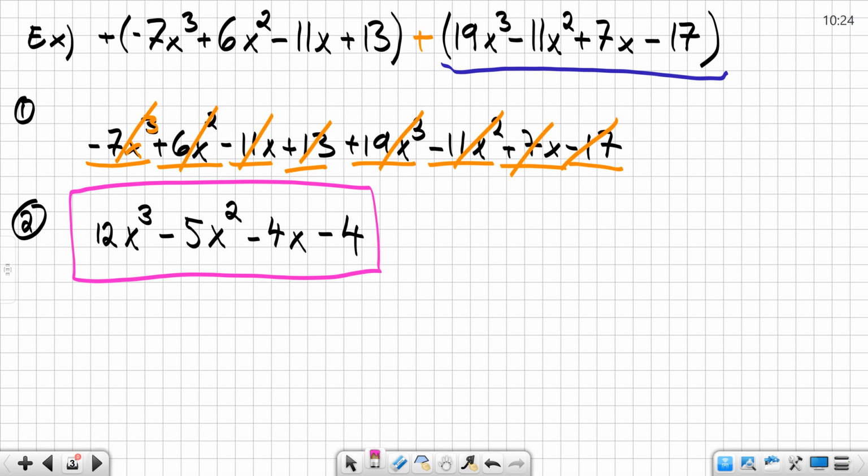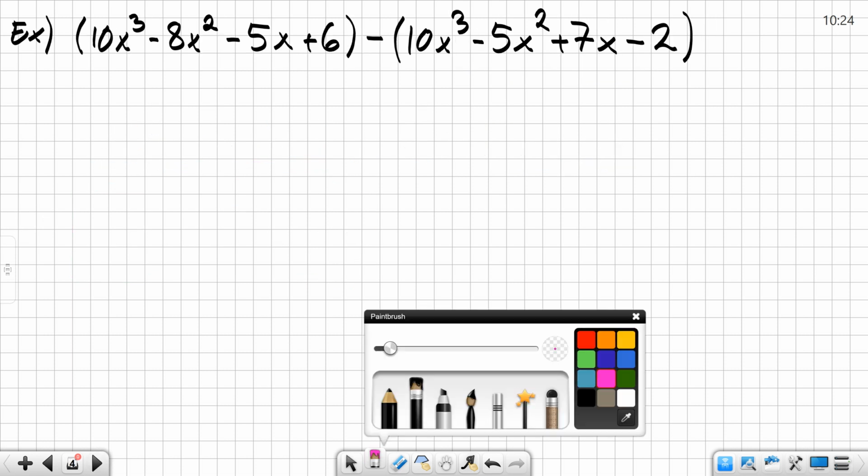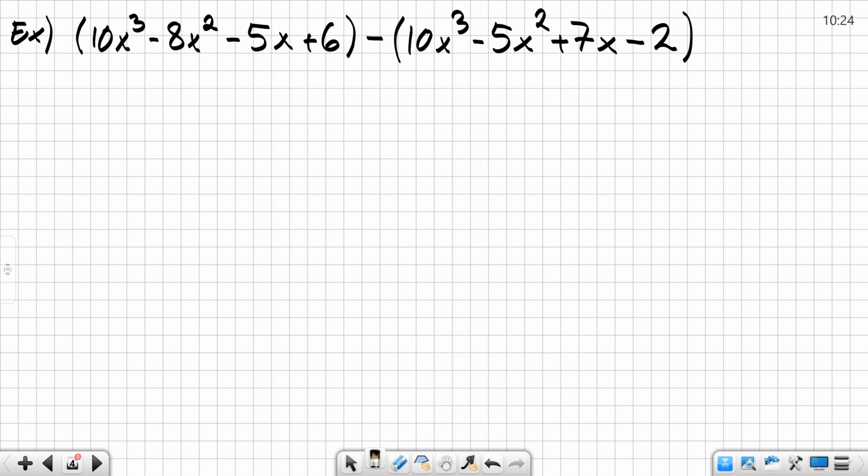Let's do one more example with subtraction. So here again, I have two polynomials that I want to subtract from each other. My first step, as before, I will open up my parentheses. So the first polynomial stays the same. Nothing changes on the inside.